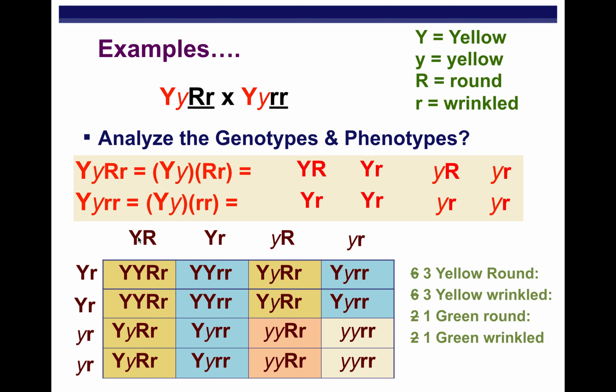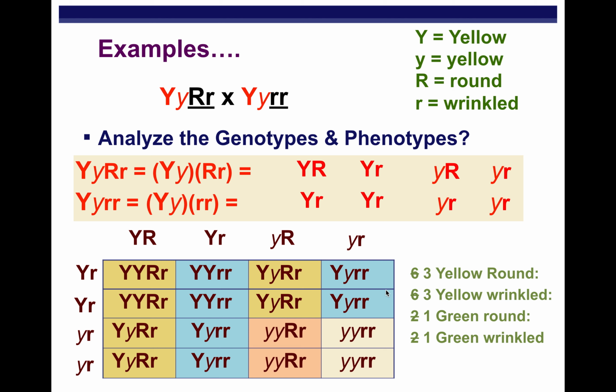You combine the letters from the same genotype together, making sure the dominant allele is always first. And then after that, you read it individually. You have a yellow and round individual here. You have a yellow and wrinkled individual here. You have a green and round individual here. You have a green and wrinkled individual here.